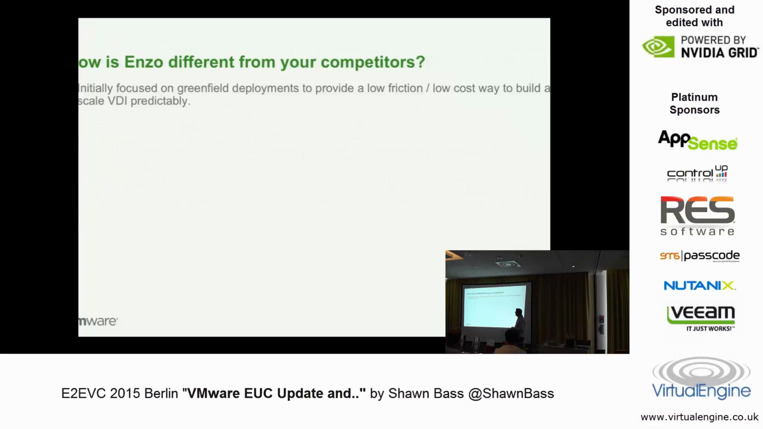This does the deployment automatically based upon how many hyperconverged nodes you have running in your environment. I know I'm almost completely out of time, so let me just say, how is it different? Initially, we're focused on greenfield deployments. We're not trying to focus on brownfield replacements because that's a very complex thing to get right. So we're focusing on greenfield.